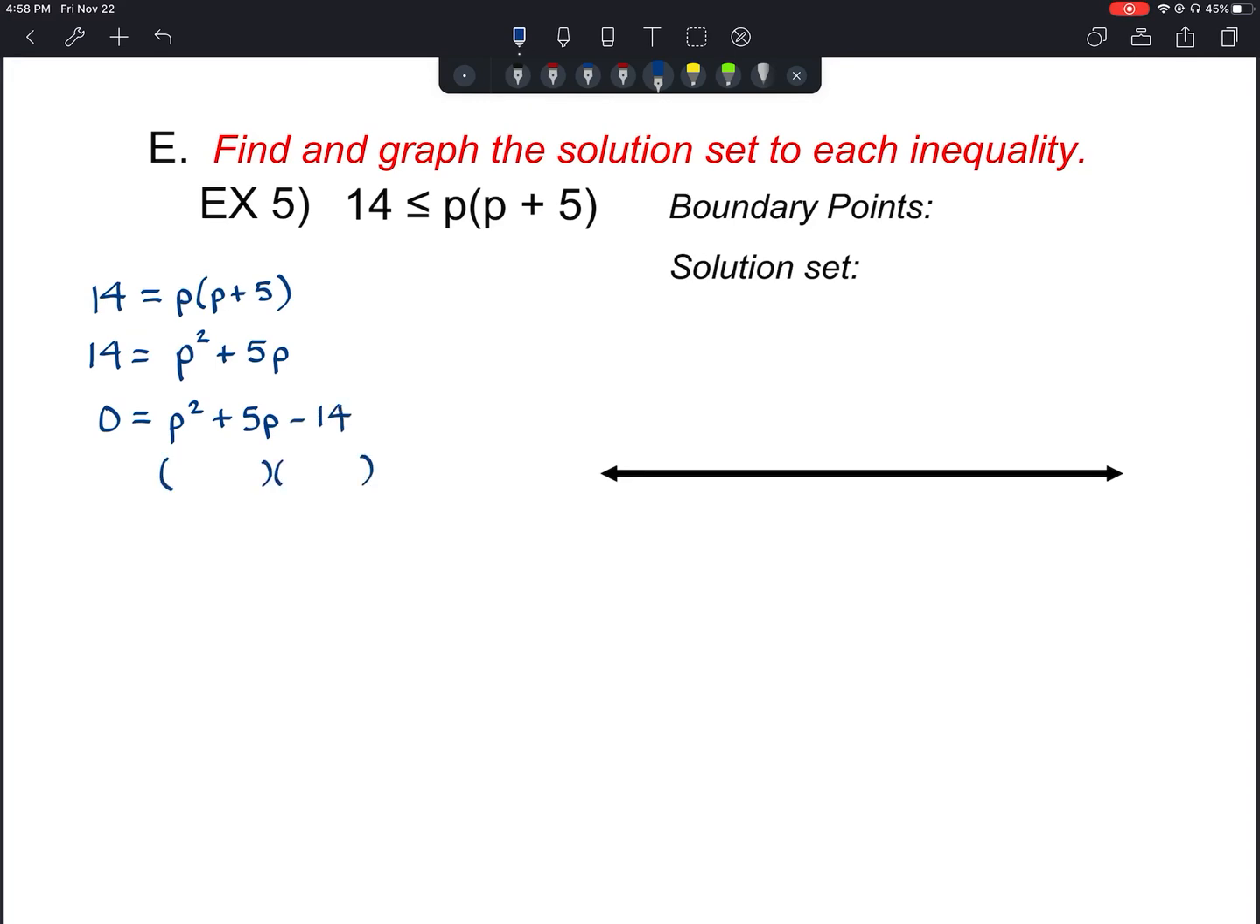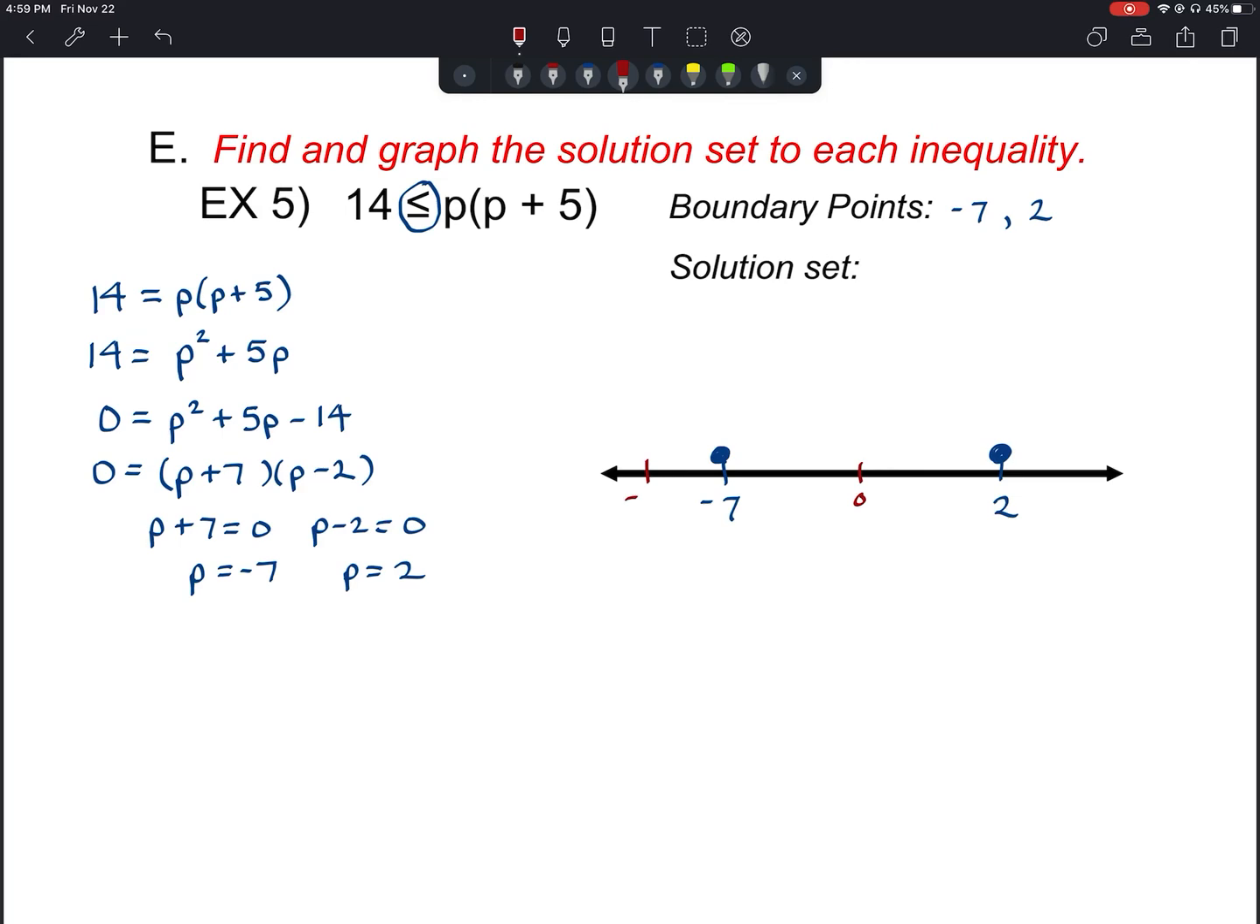This one should factor. It'll factor into p plus 7 and p minus 2. And then we're just going to use the zero product property again. So p is equal to -7 and p is equal to 2. We'll list our boundary points, we'll put them on our number line. And then remember, since this one is less than or equal to, those are closed circles. Choose your values to find your solution set.